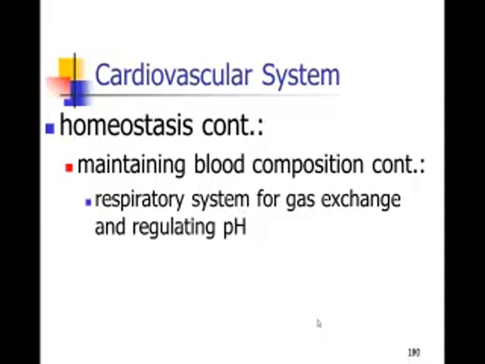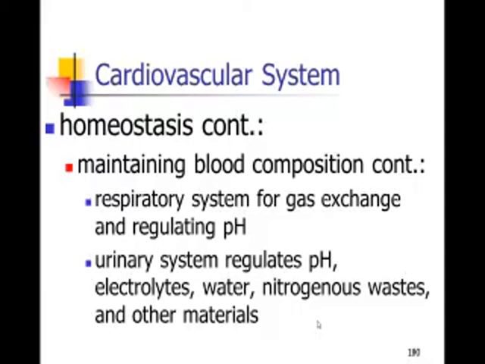The respiratory system is obviously critical in maintaining the respiratory gas concentrations, gas exchange, and also in aiding and regulating the pH of the blood. This is not the major way we regulate the pH of the blood, but it is certainly an important component. The urinary system is the major way we regulate the pH of the blood. The electrolytes, water, nitrogenous waste, and other materials are also regulated by the kidneys.